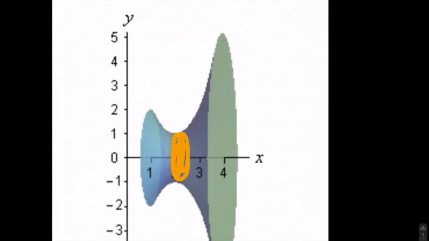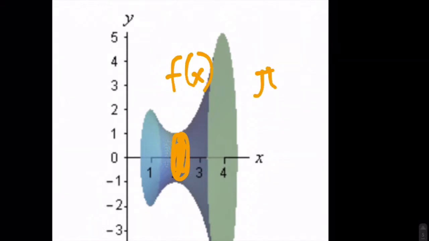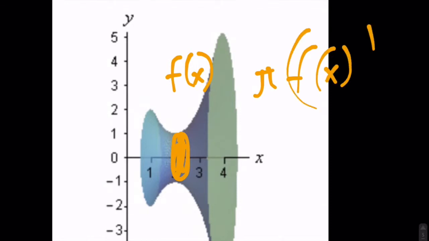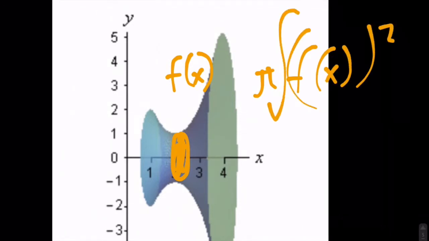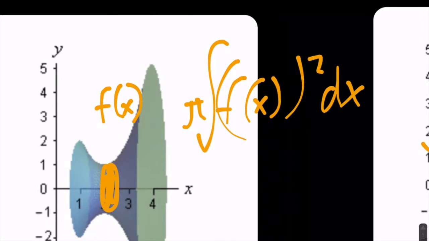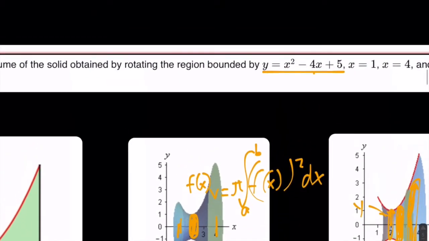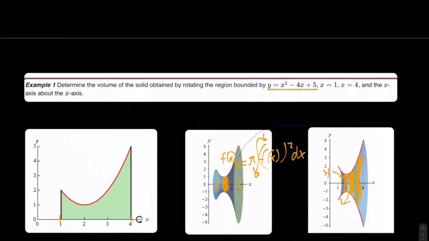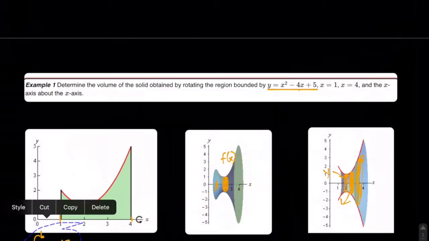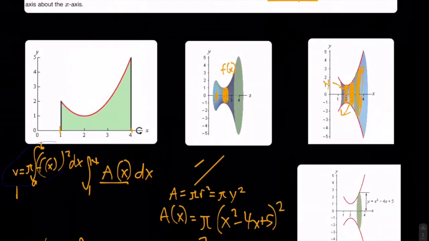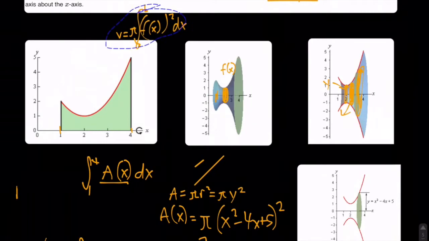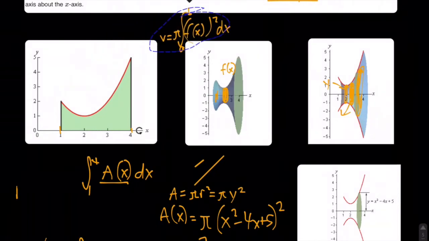So to recap, what we did is that we separated this volume into small disks, each with the radius of the function's height and the area of pi times the function squared. And we integrated this function over the interval of the bounds, and that allows us to find the volume. And this right here, I'm just going to move this over here, is the general formula of the disk method. And as you can see, it's very clearly derived from the area of a circle, and it's actually quite simple when you think about it.